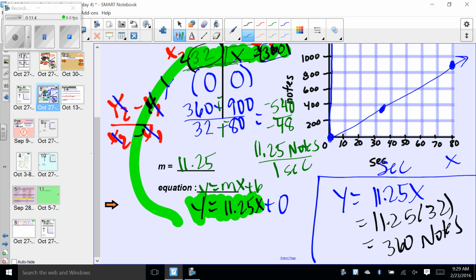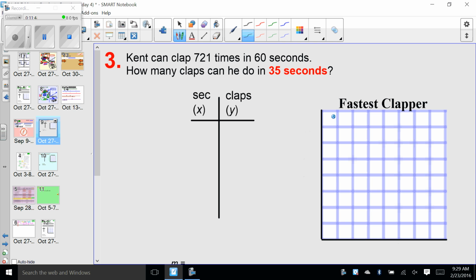That's our work. Well, our goal for our learning target today is being able to do all 3 events. Okay, so number 3. Kent can clap 721 times in 60 seconds. So 60 seconds, 721 claps. How many claps can he do in 35 seconds? So there's our unknown value.